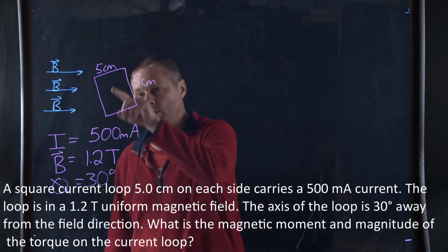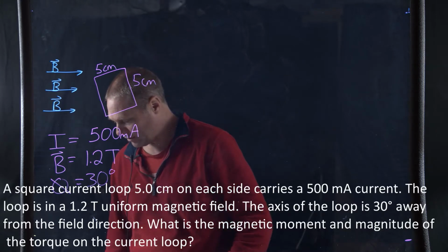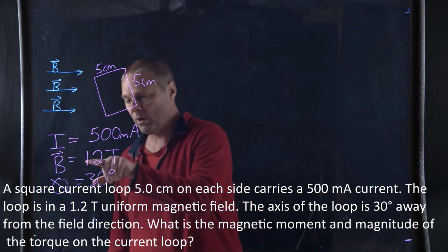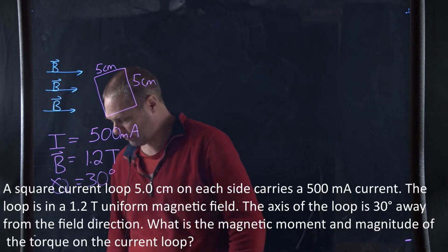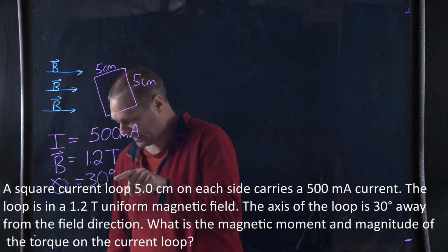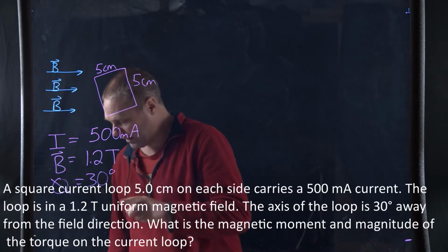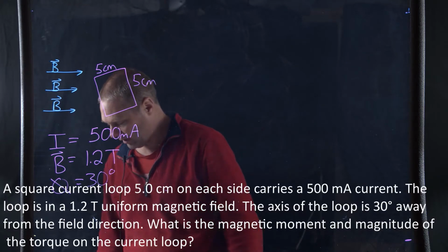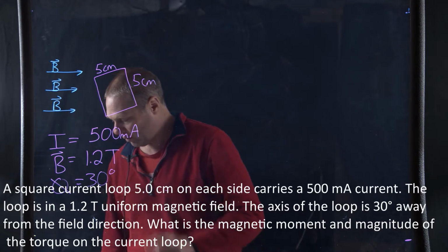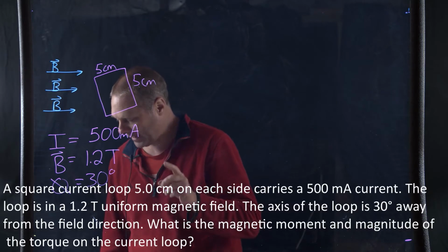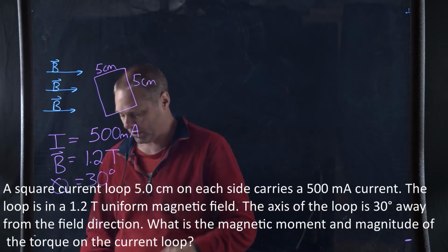current loop who's 5 centimeters by 5 centimeters on each side. It's going to carry a current of 500 milliamps. The loop is in a 1.2 Tesla uniform magnetic field. The axis of the loop is 30 degrees away from the direction of the field. What is the magnetic moment and the magnitude of the torque on the current loop?